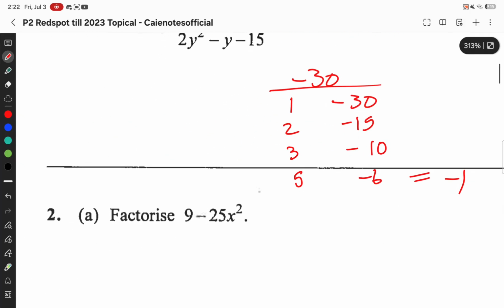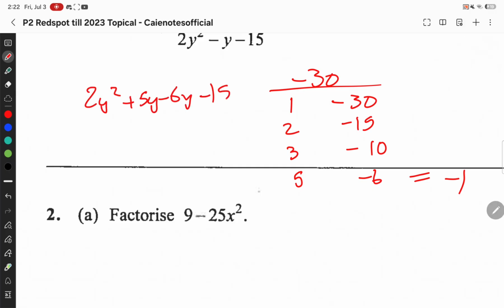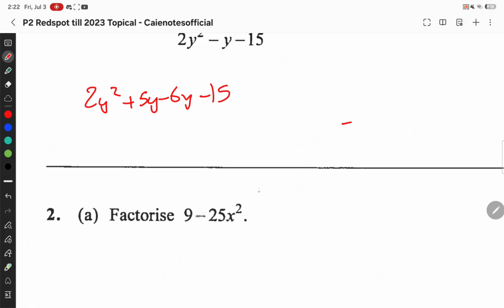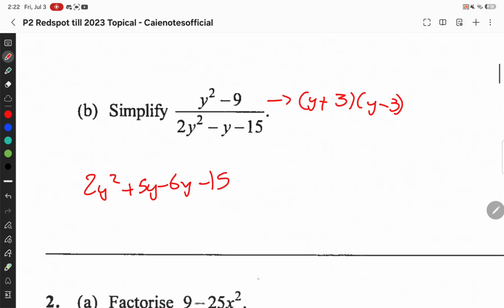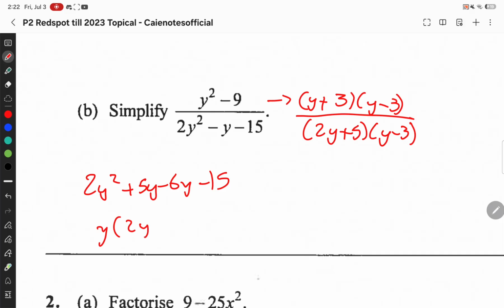Now we have 2y squared plus 5y minus 6y minus 15, and we get the components over 2y plus 5, y minus 3. Yeah, a bit risky. It's always good to recheck, and I don't recheck my papers. It's a bad habit of mine. Make it your good habit, please.